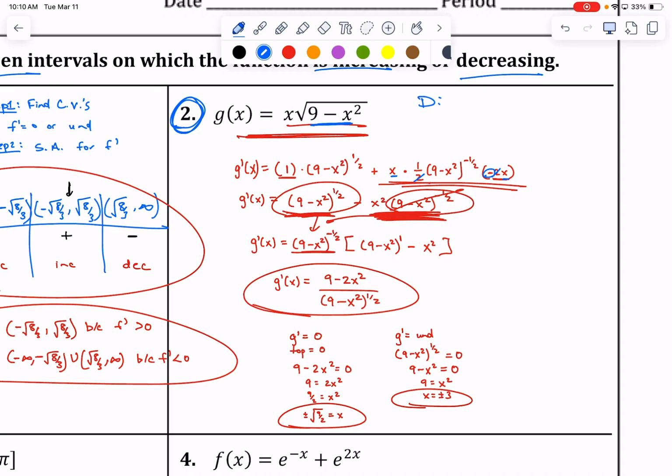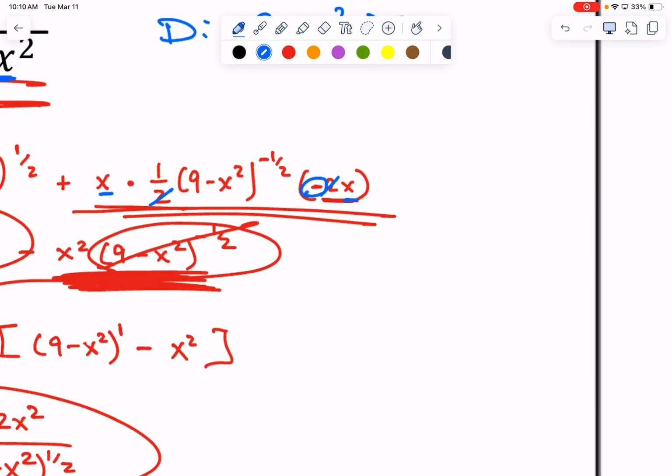So we're going to check the domain there. We're going to have to take 9 minus x squared and make sure it's greater than or equal to 0. So you're going to have to do a sign analysis just for that, which is different from the sign analysis we're going to do for increasing and decreasing. Or would you like a way to cheat the domain a little bit today? All right, I'm going to cheat it today.